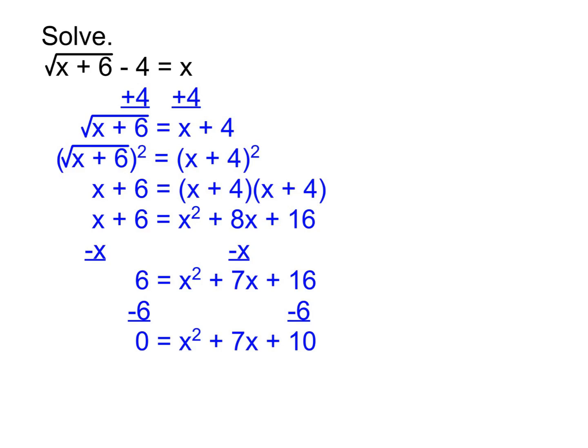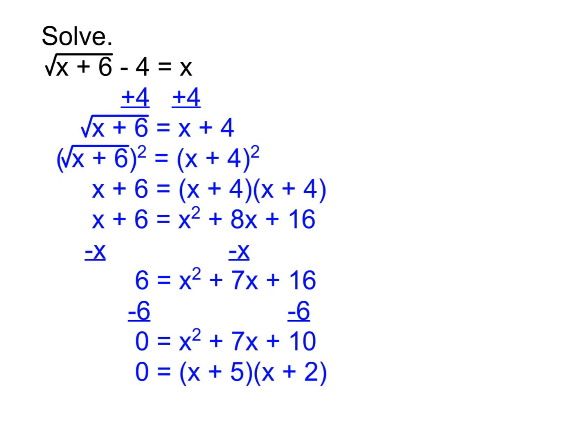Now at this point the question is, is it factorable? And I hope it is, because the quadratic formula would work, but it's a pain. Is this factorable? Are there two numbers that add to 7 and multiply to 10? Yes. Okay, and those two numbers would have to be 2 and 5. So there's our factored form, x plus 5 times x plus 2.